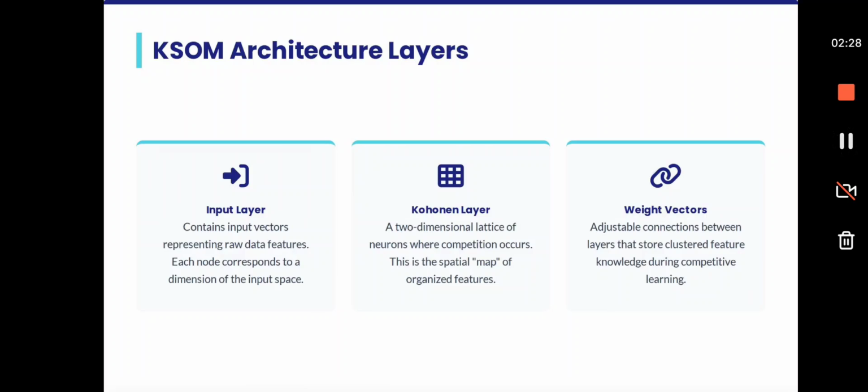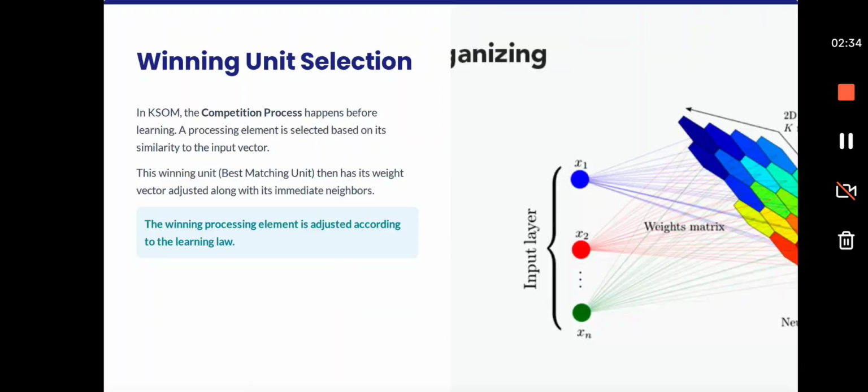Next, let us understand the winning unit selection process. In KSOM, competition occurs before learning. The neuron with the highest similarity to the input vector becomes the best matching unit, or winning neuron. The input vector is compared with all neurons using the weight matrix. The winning neuron and neighboring neurons update their weights. This helps to organize similar patterns together.